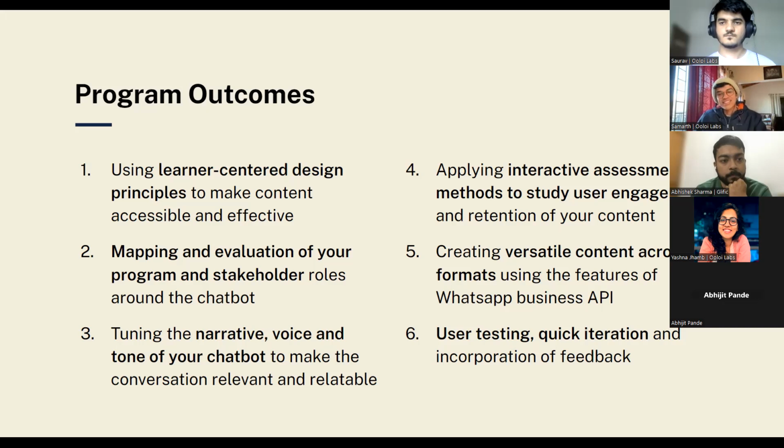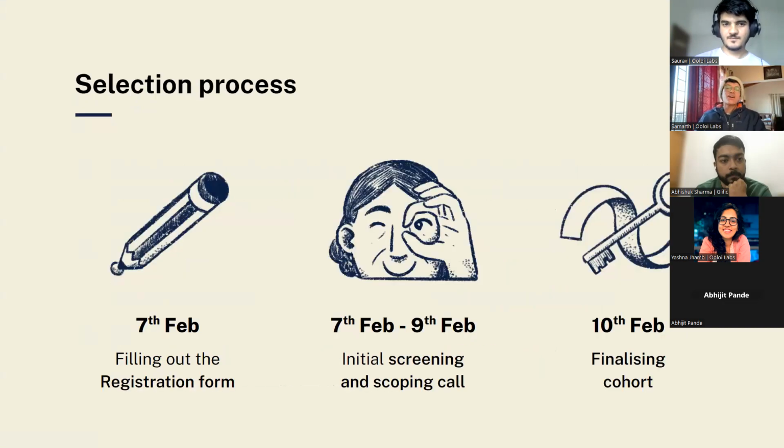And of course, the thing that we've been saying at least 100 times already, user testing and quick iteration, and how best to incorporate the feedback that you're getting from these processes. And those are the outcomes that we're looking at. Of course, these are just preliminary outcomes that we're thinking of. The more conversations we have with the organizations that are interested, I think we can expand on these or even tweak these based on what your needs are.